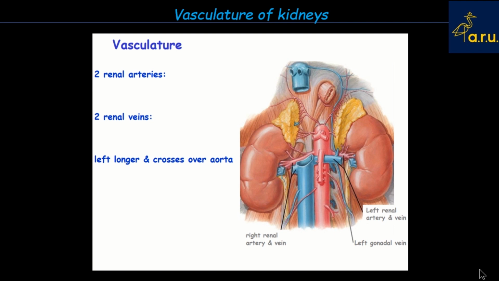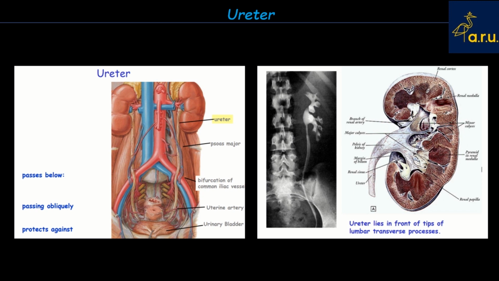The lymphatic drainage of the kidneys is through the lateral lumbar aortic lymph nodes, which are present around the renal arteries. Now let's talk a little bit about the ureter, which is carrying the urine from the renal pelvis, from the kidney all the way down into the bladder.